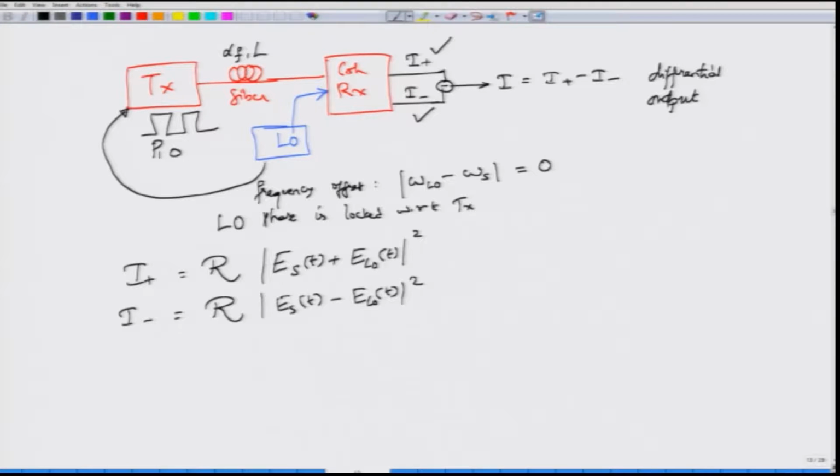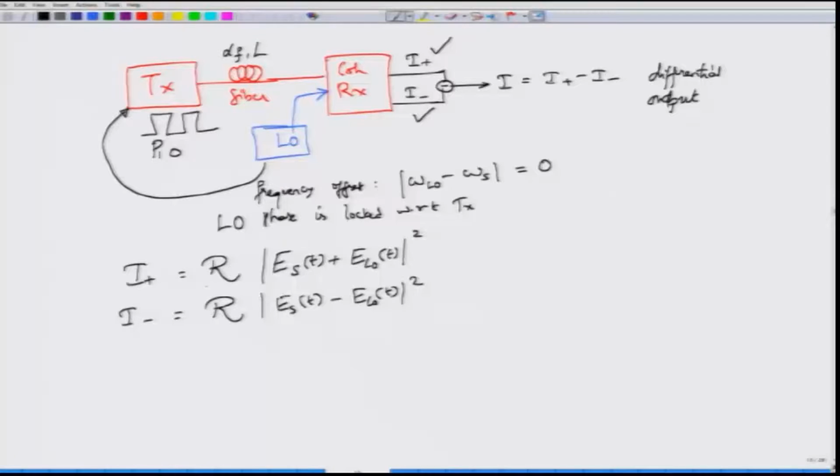In fact, Es of t plus ELO of t and Es of t minus ELO of t are coming from the output of the splitter, and each of the splitter outputs are in turn fed into the photodetectors. Because the output power is coming through the splitter, there is a factor of 1 by 2 here for each of them. So, you have I plus and I minus given by R by 2, this factor, R by 2, this factor.